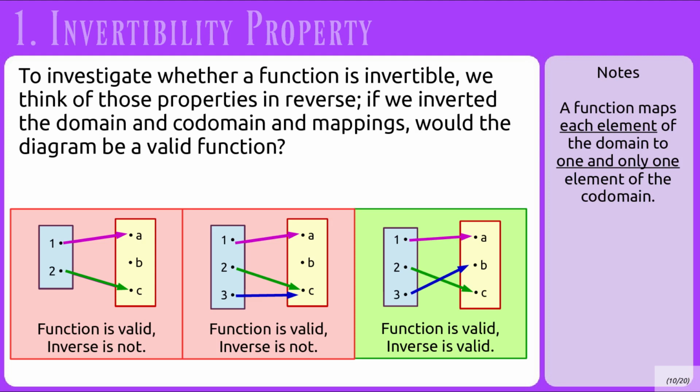In the examples below, for the first function, b is not being pointed to, so if we inverted this, b would not have an output. For the second function, again, b is not being pointed to, and c is being pointed to by two items. So if we inverted this, the input c would map to two different outputs, 2 and 3. That would also make it invalid. But for function 3, this would be valid both in its current form and in the inverse.